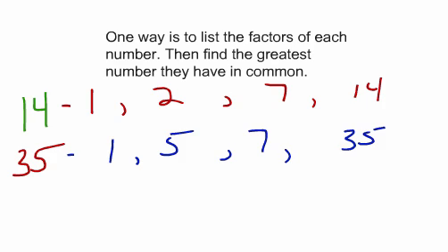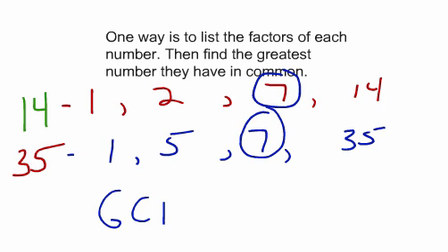So now you have to find the greatest factor that they have in common, and the GCF of 14 and 35, the greatest common factor. So you've listed all the factors and then found the greatest one they have in common is 7. You have to be careful, because if you leave any factors out, you might miss the greatest common factor.